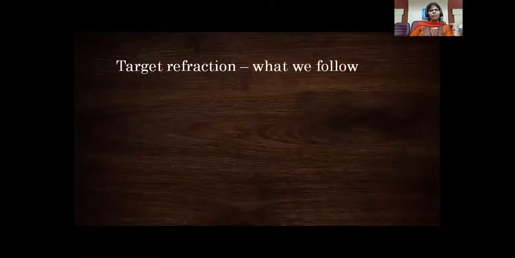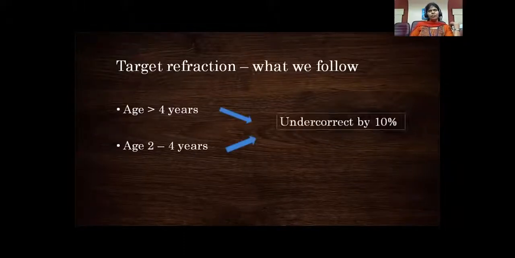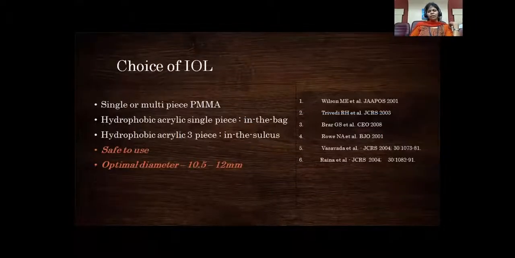What we follow in our institute is, for age above 4 years and 2 to 4 years, we aim for an undercorrection of up to 10%, and for age less than 2 years, about 20% undercorrection. So then you decide the formula to use.